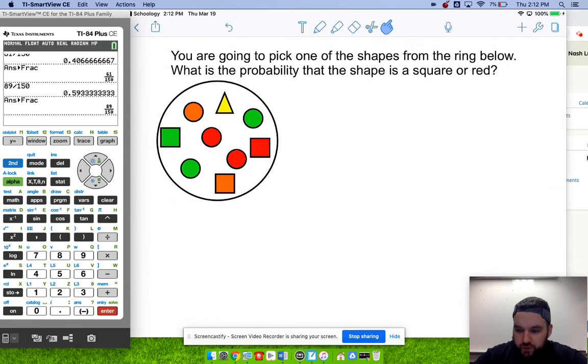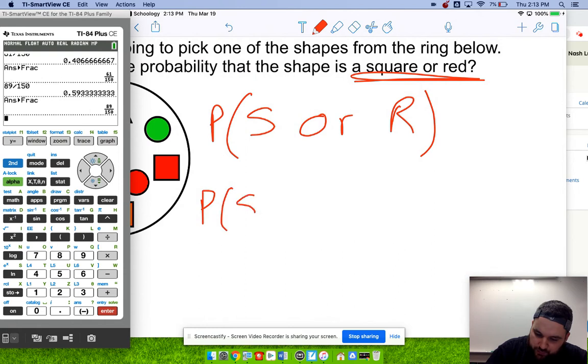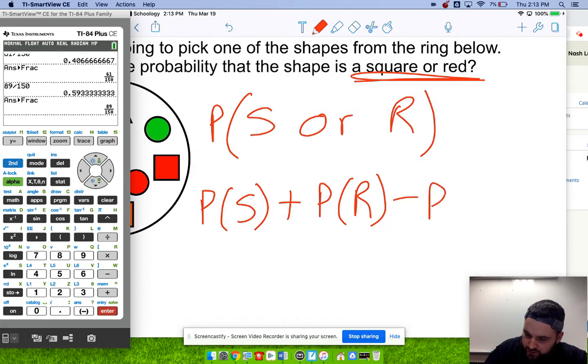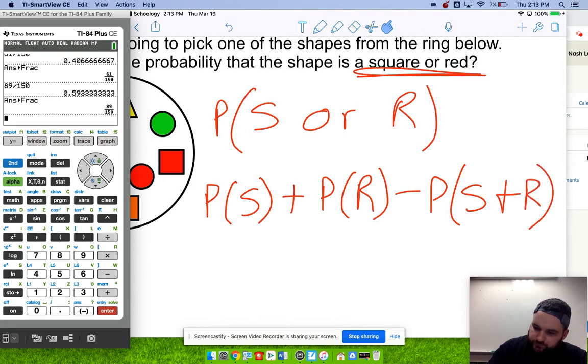So you're going to pick one of the shapes from the ring below. What is the probability that the shape is a square or it is red? Okay, so that means I'm going to take the probability of picking a square plus the probability of picking a red shape. I'm going to subtract off the probability of a square and a red shape.